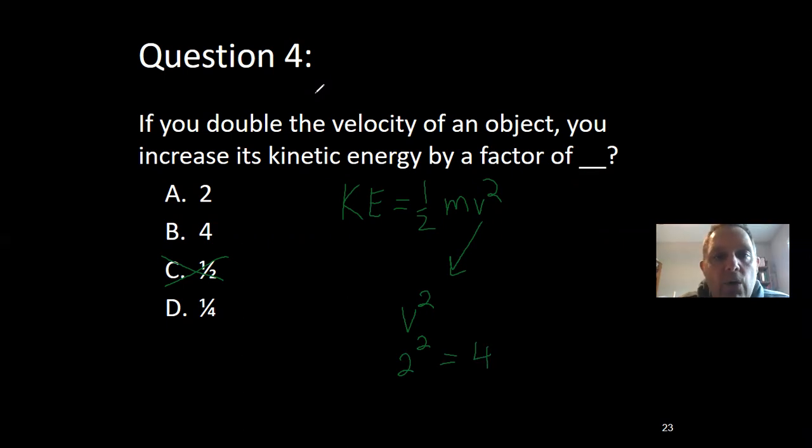So now let's double that. What's double of 2? Well, double of 2 is 4. What is 4 squared? Well, we can put that in our calculator just to make sure we do our math correctly. And that is 16. So what does it go up? 4 to 16 is a factor of, you've got it, 4. So kind of a tough question, but that goes back to the idea that velocity is more influential on kinetic energy than mass, and that's because it's squared.